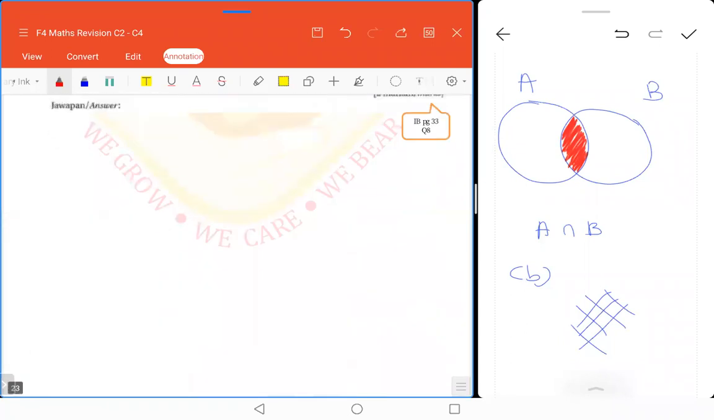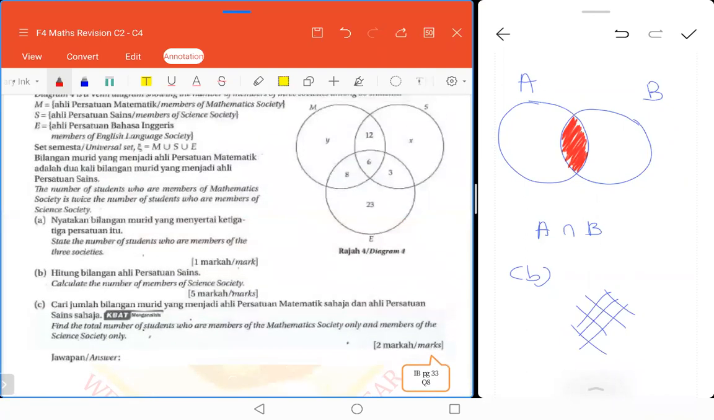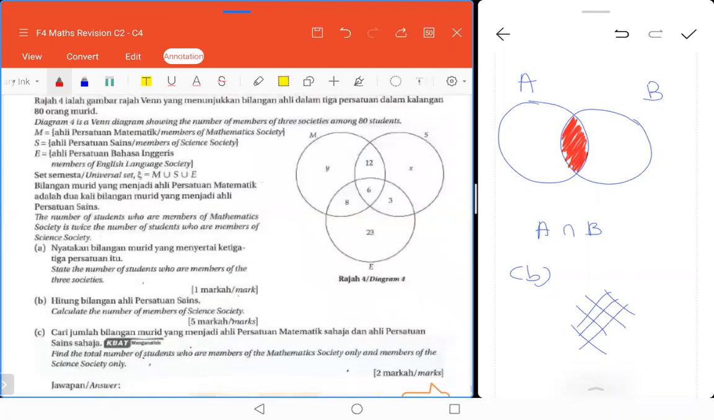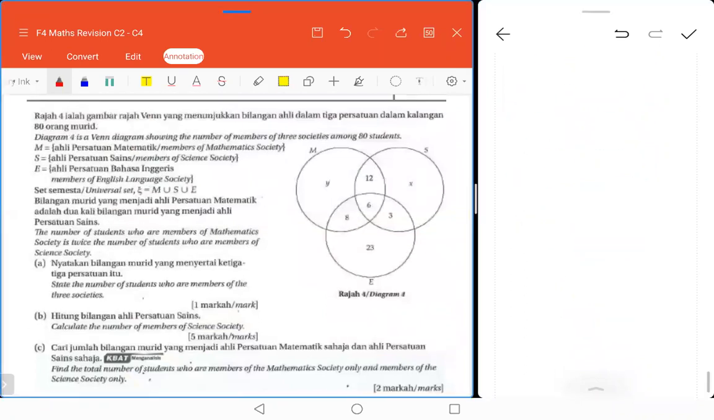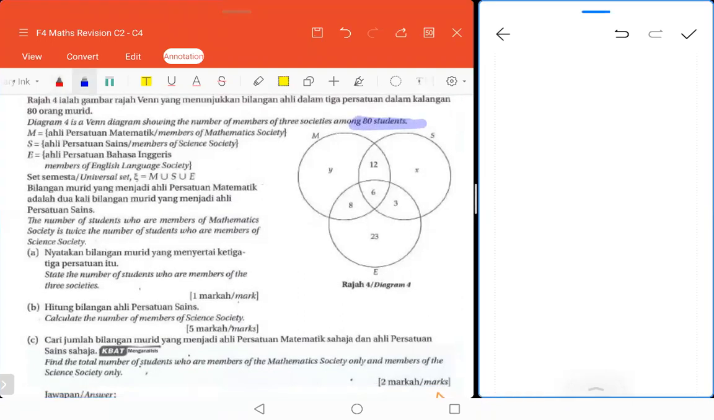Last question. You have the elements, okay, with the elements in it. So this one is IB, about the green book. So we do together. So need to solve. Okay, diagram 4 is a Venn diagram showing the number of members of 3 societies among 80 students. So 80 students means the total. 80 is the total.